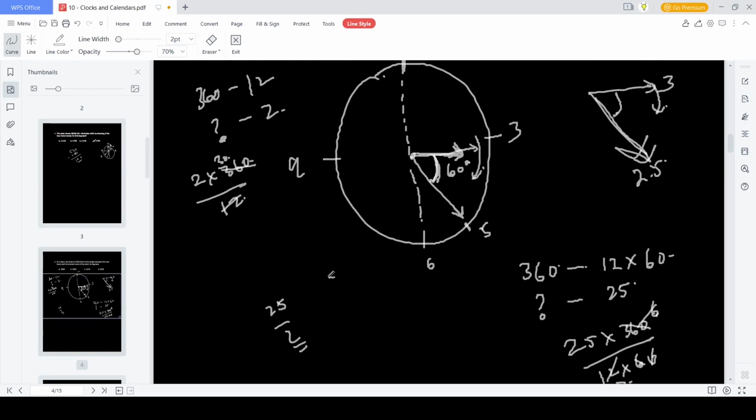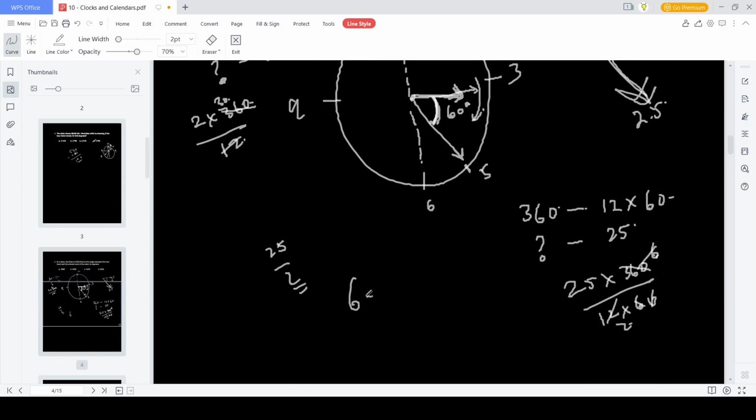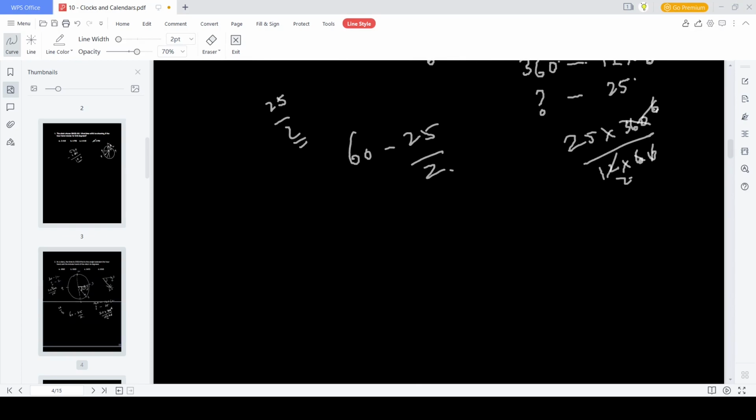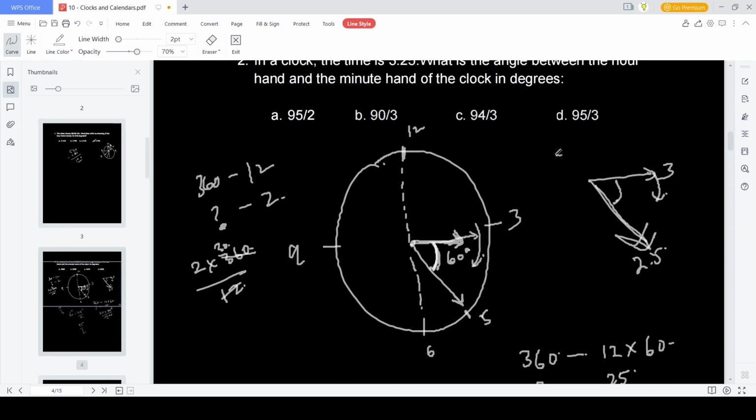So the whole angle will be this big angle, that is 60, minus 25 by 2. So it will be 120 minus 25, that is nothing but 95 by 2 in degrees. So 95 by 2 is the answer.